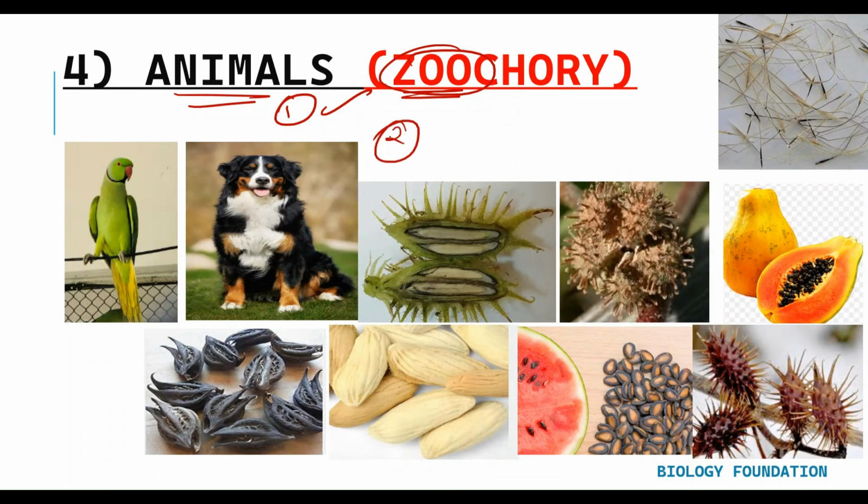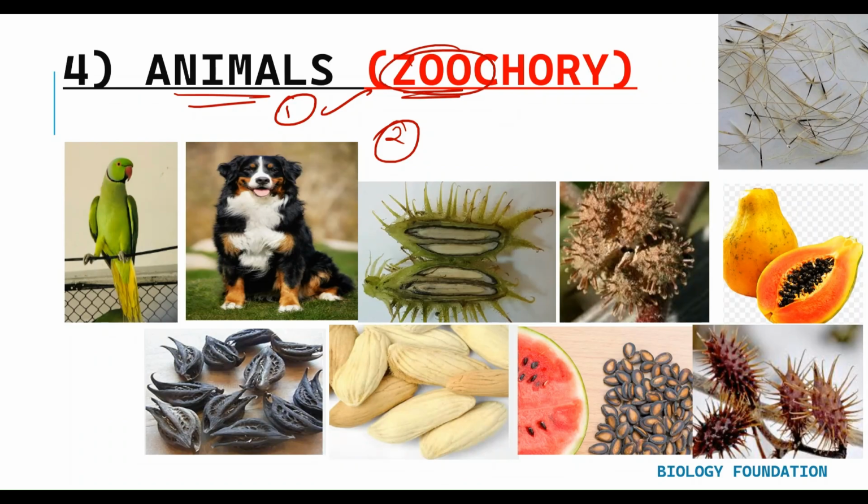The second way how animals help in seed dispersal is, if you see, we eat mangoes, right? After we eat mangoes, we throw the seeds. Some people plant the seeds in their garden. If they have a garden, they plant the seeds. And some people throw them. Or if you eat papaya, the seeds are thrown. Or if you eat watermelon, those seeds are thrown.